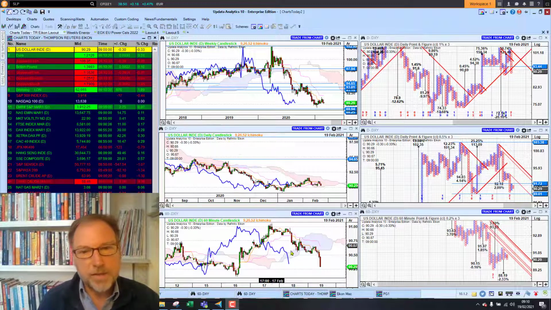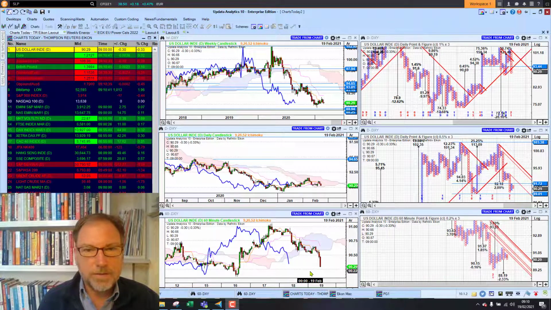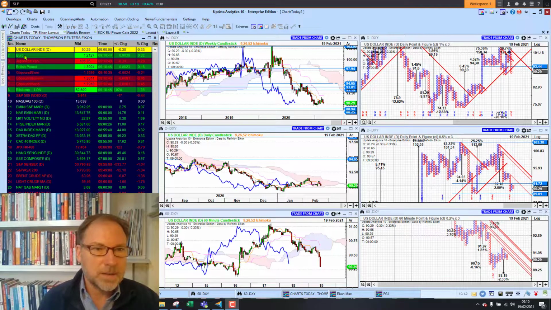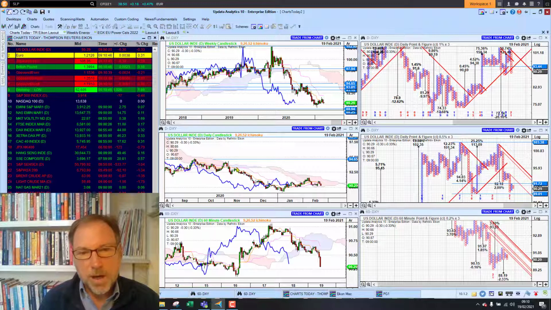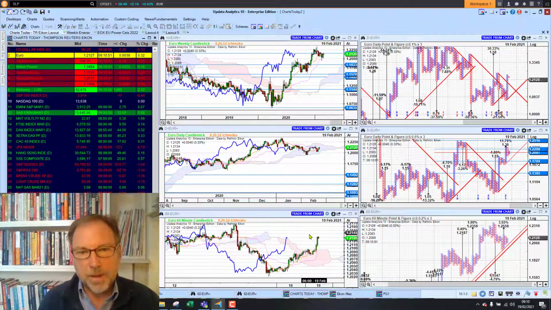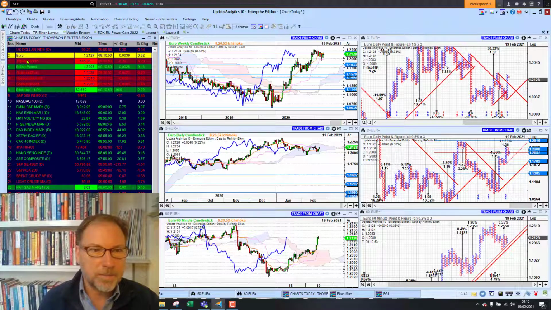So we see the dollar has fallen back into negative territory, the bigger trends dominating. So we're back to a bearish dollar, which means that the euro is now looking stronger against the dollar, sitting at 121.30 this morning, breaking back above the cloud, bullish on all three time frames.